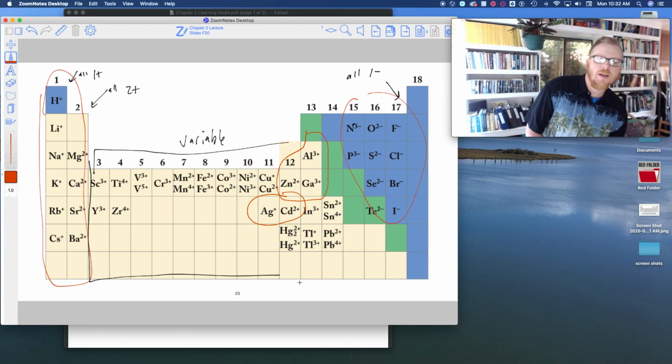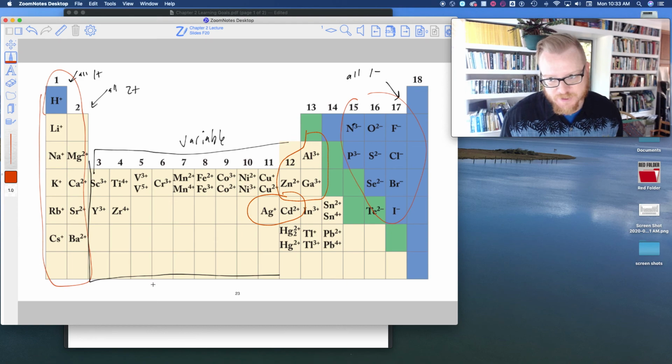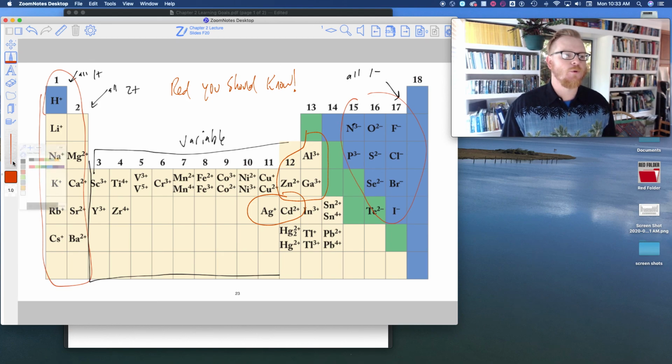All right? But for example, like this lists titanium as 4+. There's also other flavors of titanium. So this isn't showing you everything. But what I've got in red now, you should know. Okay? So these areas, you should know these charges. All right? So let's move on.